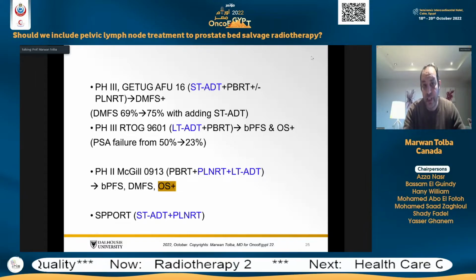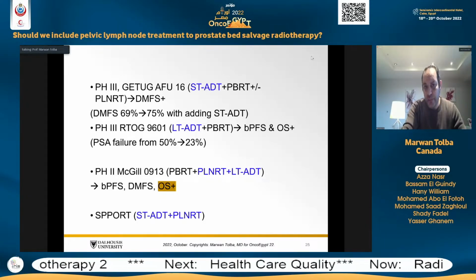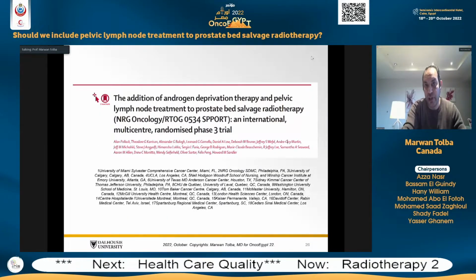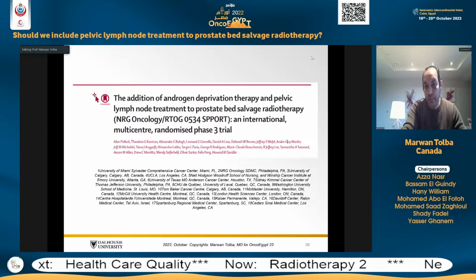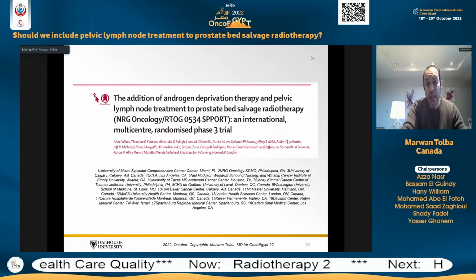We have the phase 3 McGill 0913 trial. I will mention it shortly. And also, we tried to add the pelvic lymph node radiation with long-term ADT and the SPPORT trial, which is a very recently published trial from the RTOG and RG. It's a very big, multi-institutional trial.